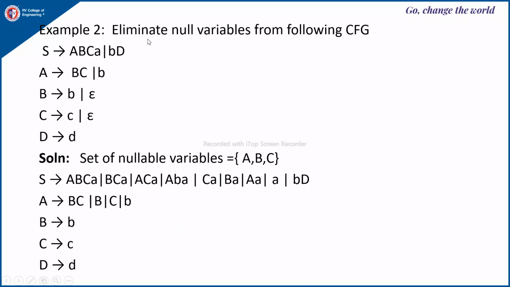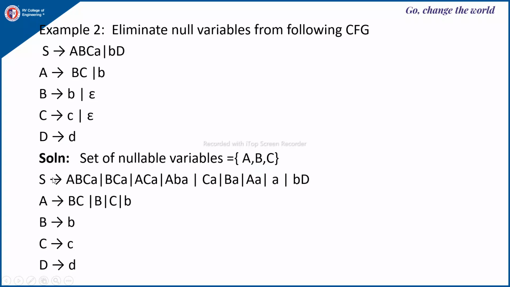So example 2. These are the productions given. B derives epsilon, therefore B belongs to the set of nullable variables. C derives epsilon, so C also belongs to the nullable variables. And you have to make sure that if B and C are on the RHS alone, then the left hand side will also be a nullable variable. So A will also be a nullable variable. So the set of nullable variables will be A, B, C.